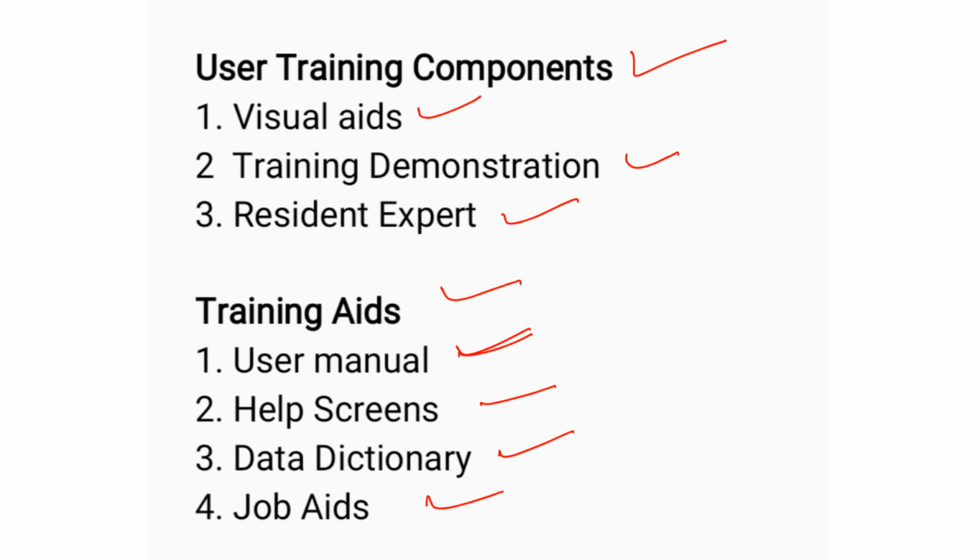Then last will be job aids. The job means the work they will do. The job aid gives necessary information about specific jobs, what exactly the work is and how to do it. That will be displayed and provided with this. So these are some of the training supports or training aids.